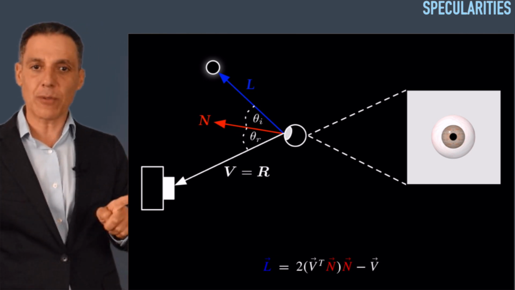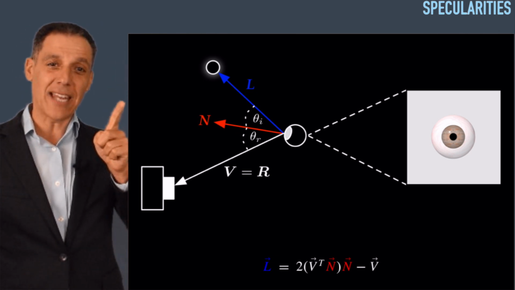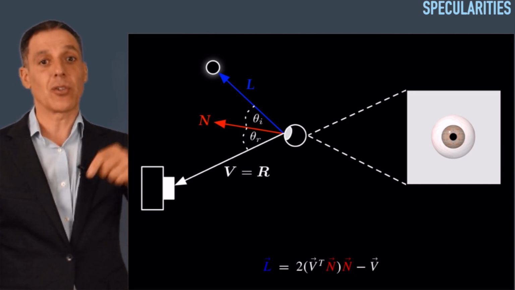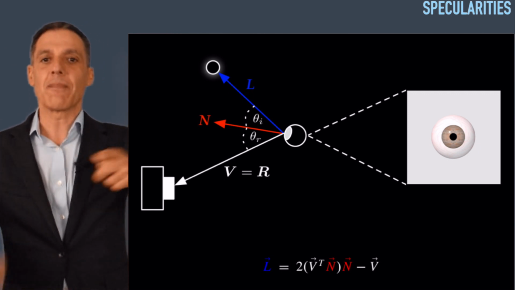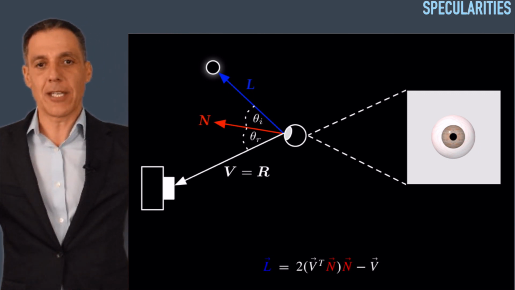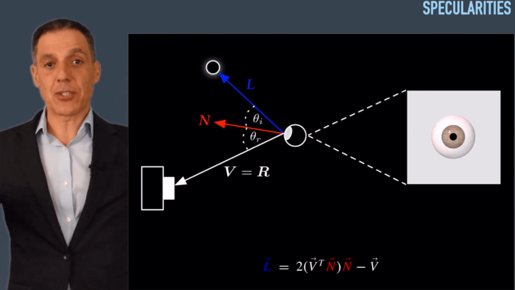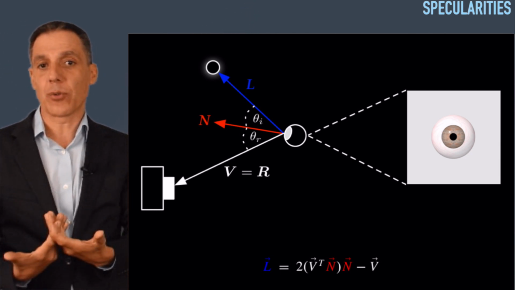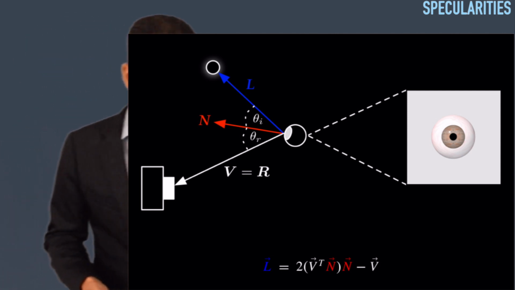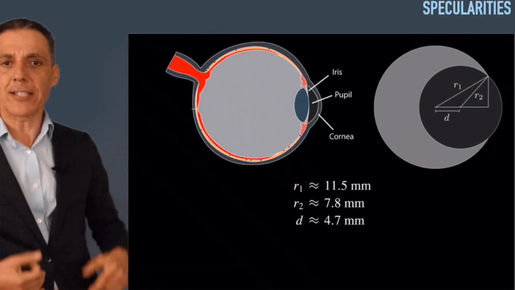So if I can tell you what v is, and I can tell you what n is, both of which, by the way, are non-trivial, well, then I can trivially estimate the light direction. And then if I can estimate the light direction, I can do that for multiple people in an image, or even multiple objects, depending on where the reflection or specularity is, and then reason about whether those lights are consistent across the scene.